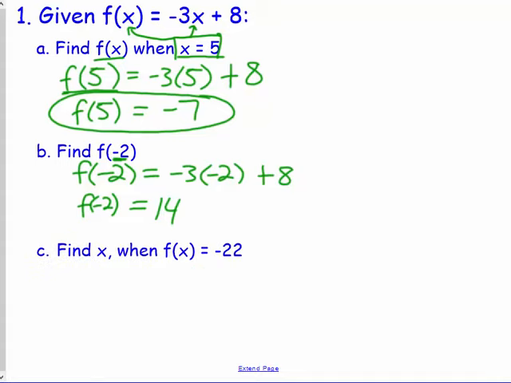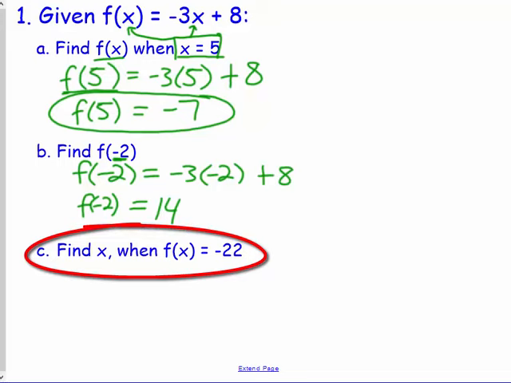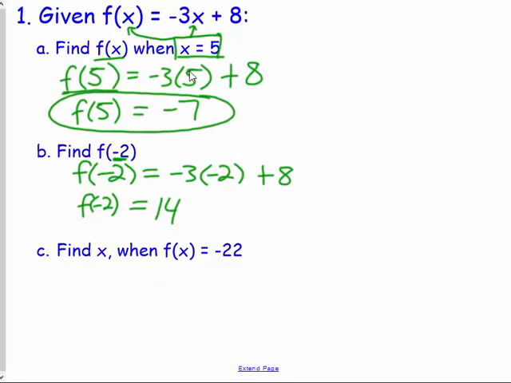I caution you to read this last one closely. This is the one that usually throws people off if they're not doing a very good job of reading. And so I want you to notice when it asks you for something here, it asks you to find x. It doesn't ask you to find f of x, and it doesn't give you f of some number. It says find x when f of x equals negative 22.